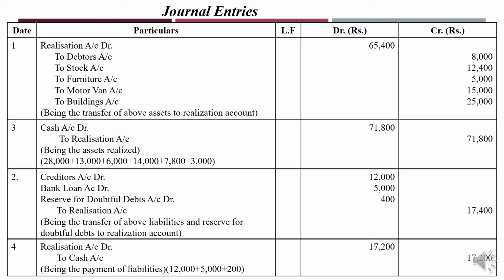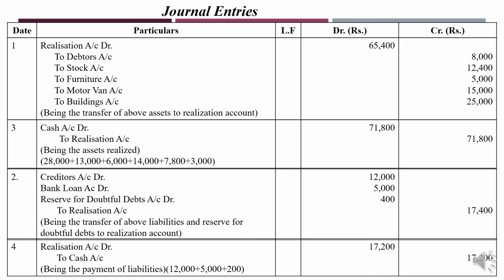Now the realized values of the liabilities are supposed to be paid in full. 12,000, 5,000 and 2,000 are recorded, paid in the form of to cash account. So here realization account is debited and the cash account is credited. It's very simple to remember. First one, realization account debtor to assets account. Second one is cash account debtor to realization account. Third one, liabilities account debtor to realization account. And last one is realization account debtor to cash account.